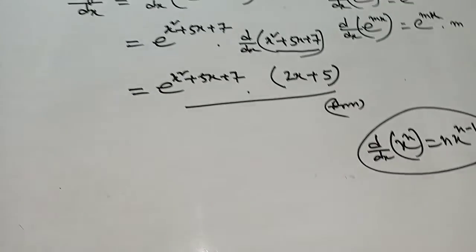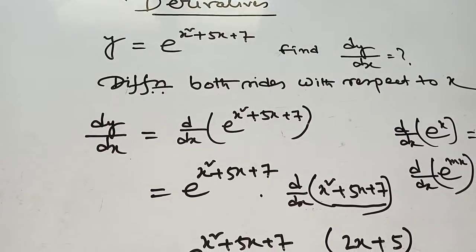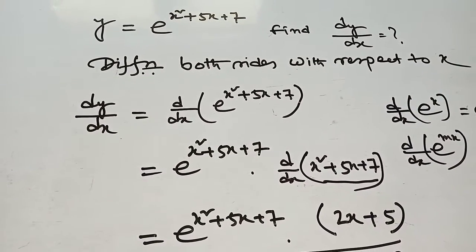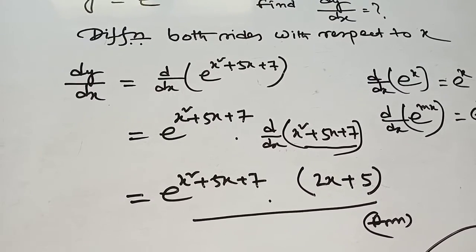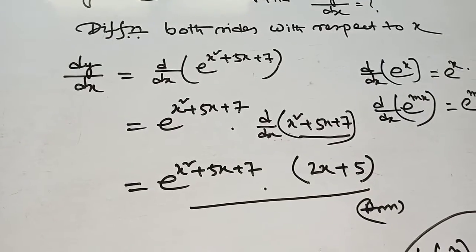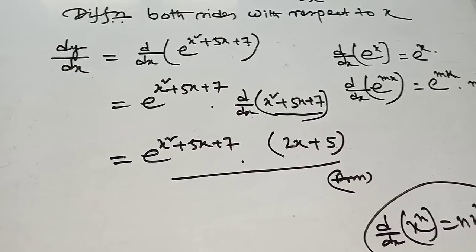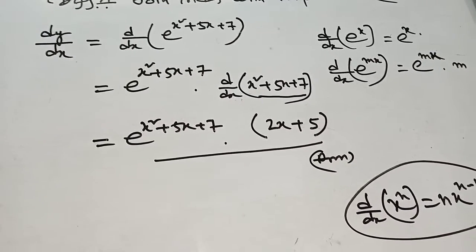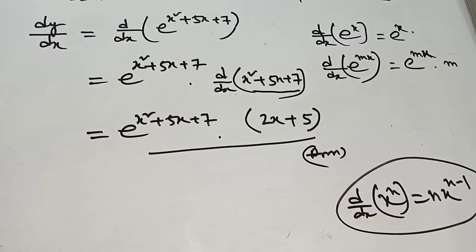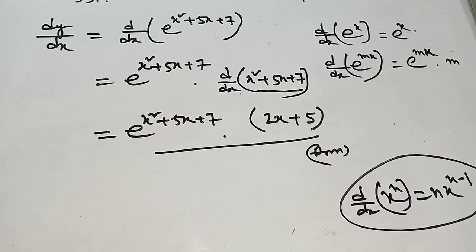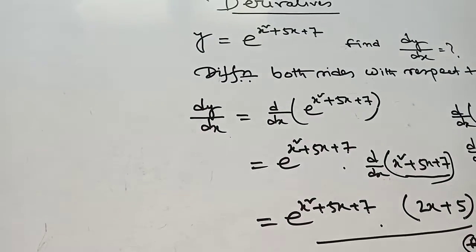Okay, now y equals e to the power x square plus 5x plus 7, find dy/dx. Differentiate both sides with respect to x. You must remember e to the power x means e to the power x. Now d/dx of e to the power x square plus 5x plus 7 means e to the power x square plus 5x plus 7 into d/dx of x square plus 5x plus 7, and d/dx of x square means 2x plus 5 into 1 plus 0. This is the d/dx of this one.